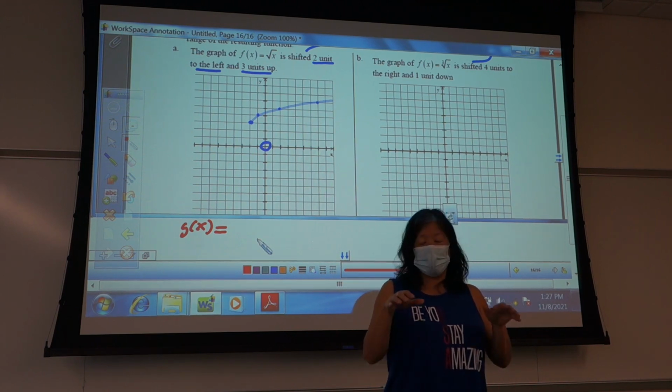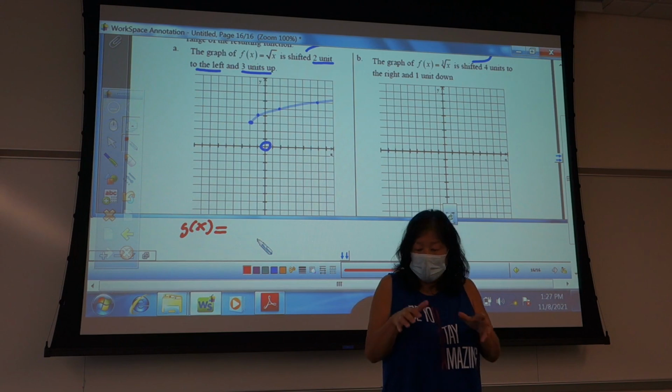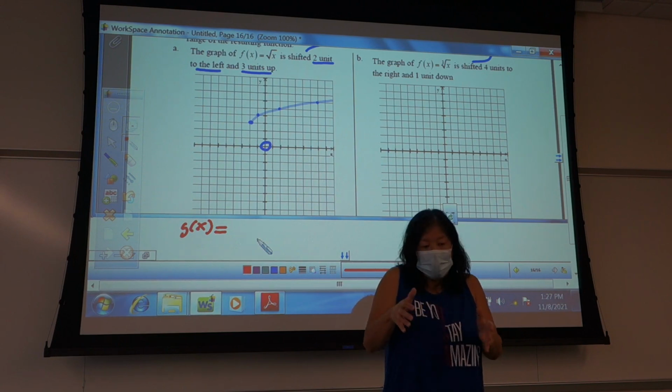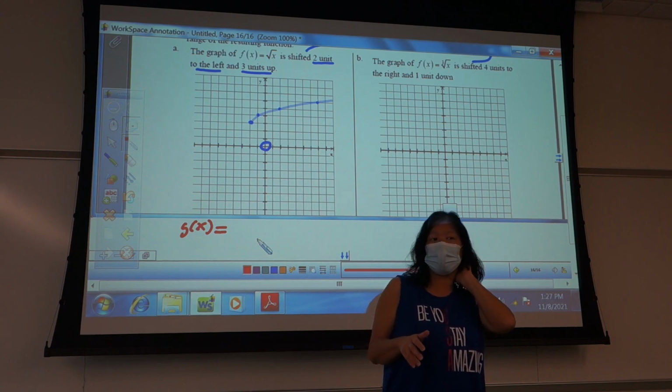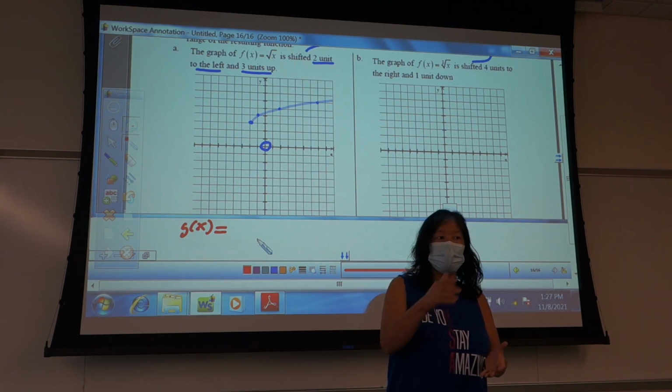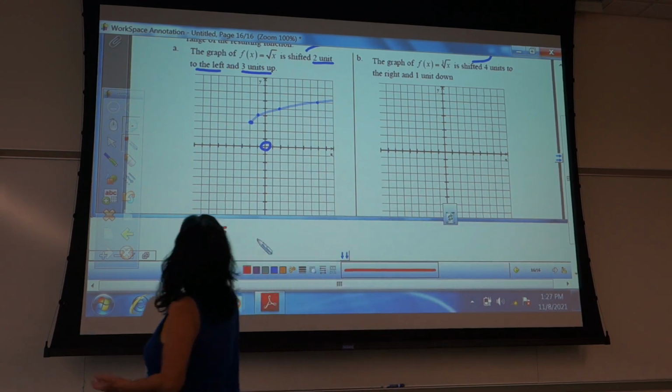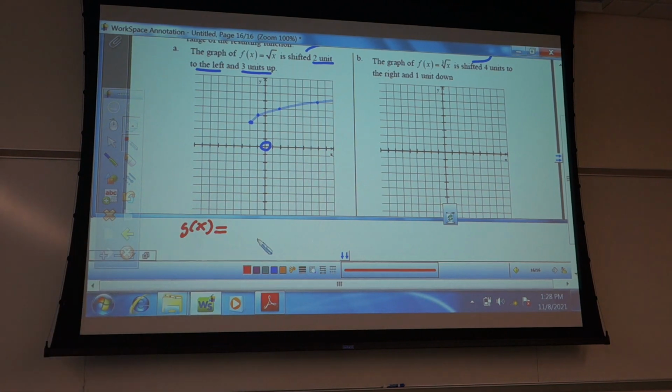So remember, whenever it's on the inside, that's when we switch the signs, because it's right inside where x is. So left means what, plus or minus? Plus. So on the inside, I'm going to do x plus 2, and then 3 up. Is up down on the inside or the outside? Outside. So on the outside, I just do up 3.